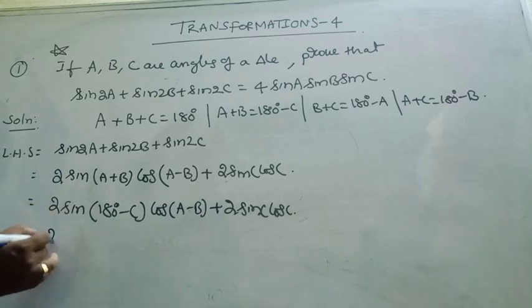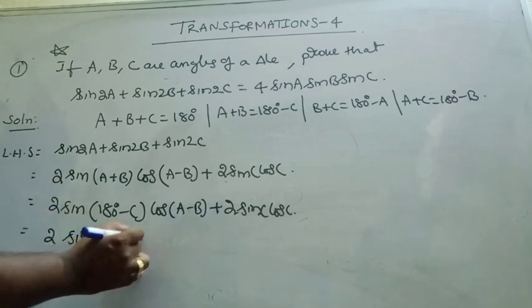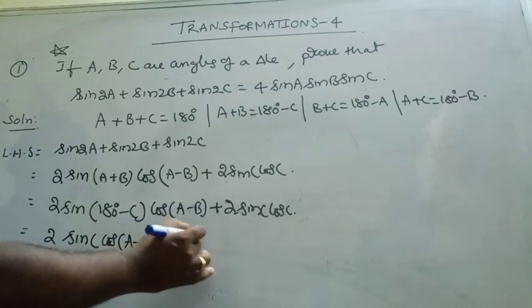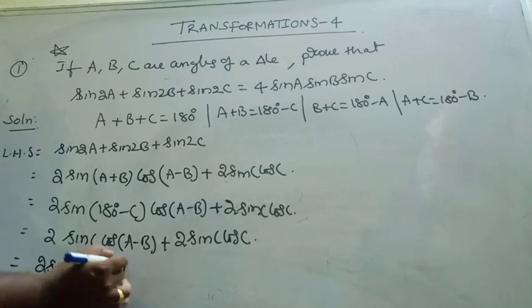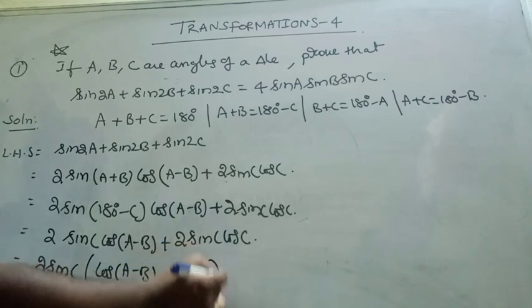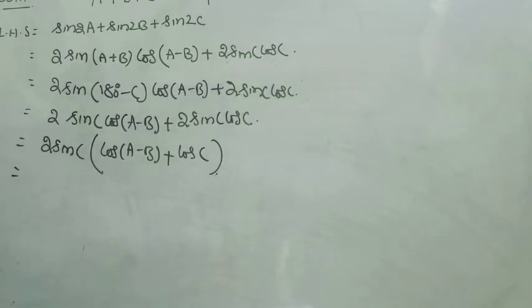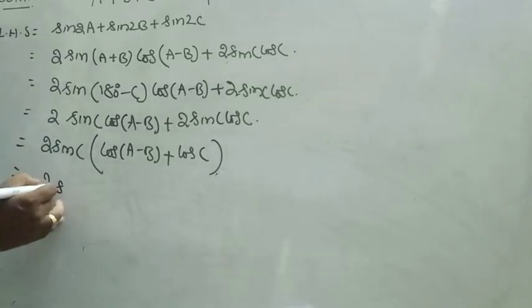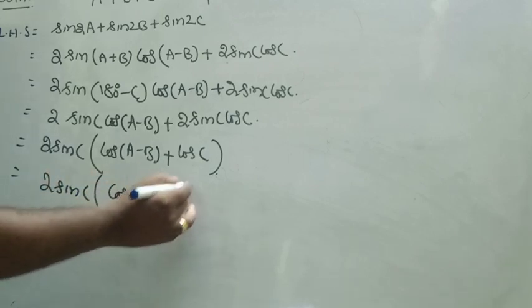Now 2 sine of 180 degrees minus C. Sine of 180 degrees minus theta becomes sine theta. Therefore this becomes 2 sine C cos of A minus B plus 2 sine C cos C. Now if you take 2 sine C common, what are you going to get? Cos A minus B plus cos C. So this is now 2 sine C times the quantity cos A minus B plus cos C.